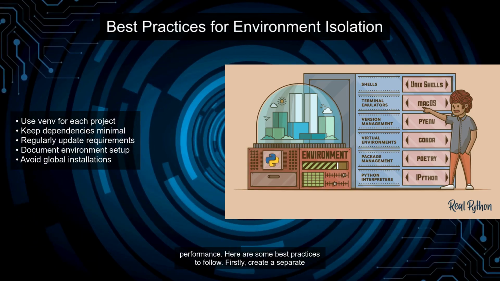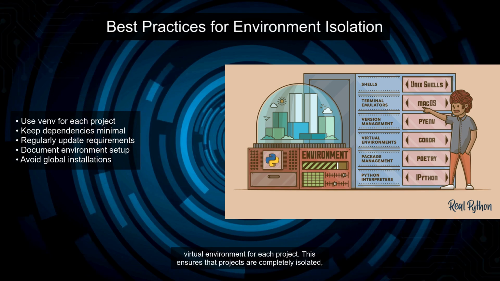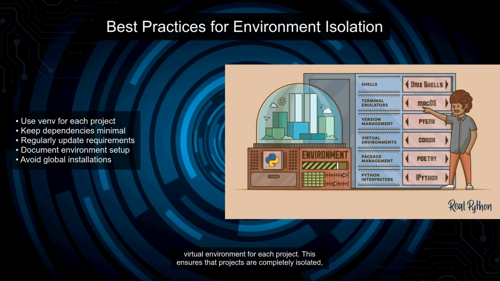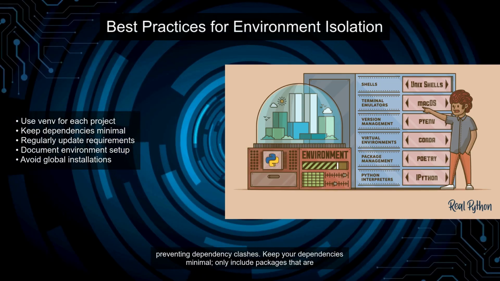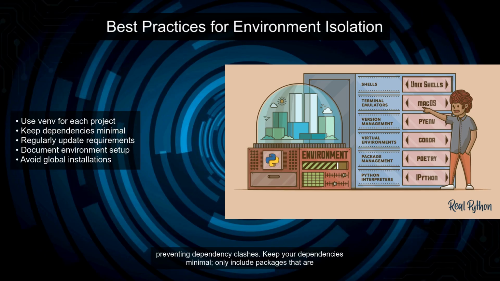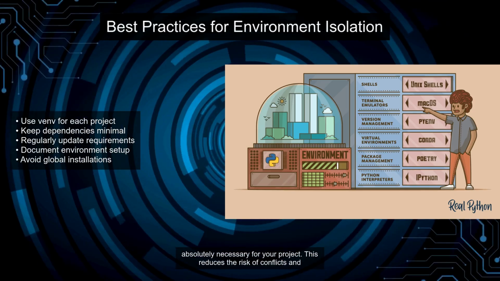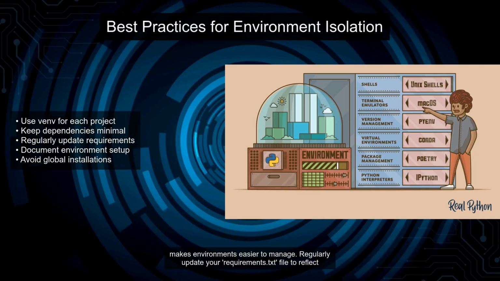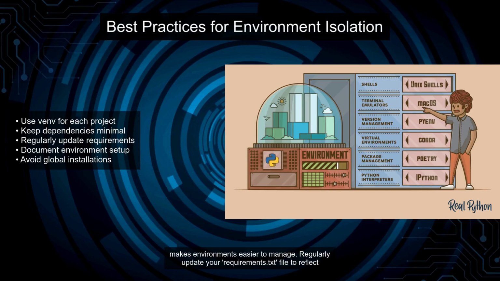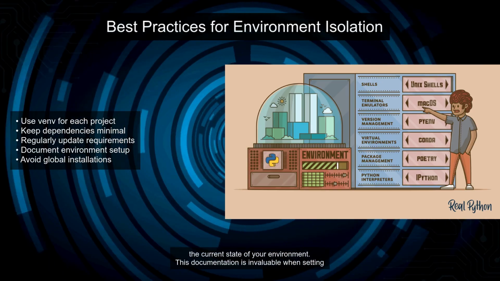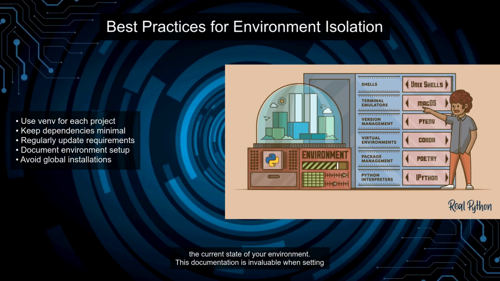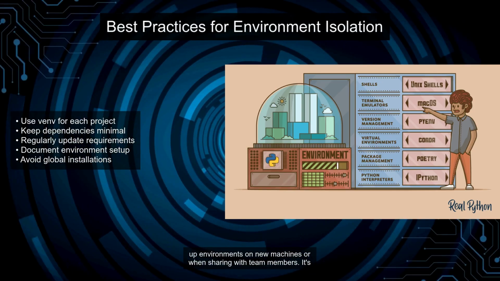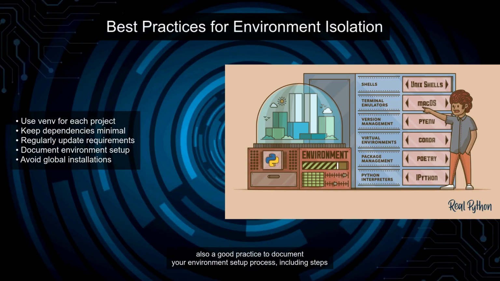Here are some best practices to follow. Firstly, create a separate virtual environment for each project. This ensures that projects are completely isolated, preventing dependency clashes. Keep your dependencies minimal, only include packages that are absolutely necessary for your project. This reduces the risk of conflicts and makes environments easier to manage. Regularly update your requirements.txt file to reflect the current state of your environment. This documentation is invaluable when setting up environments on new machines or when sharing with team members.